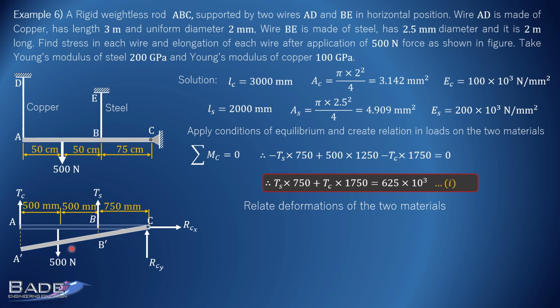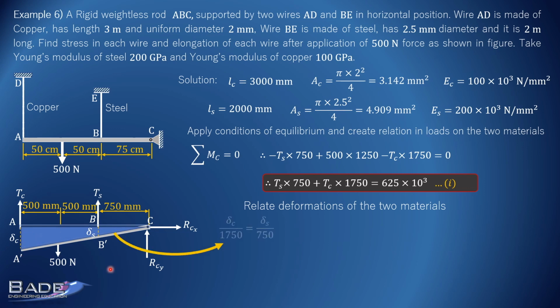So this is that rigid rod. It has rotated about point C. And point A, end A of rod ABC has moved here, A dash. So this is elongation of copper wire. Here point B has moved downward. So this is elongation of steel wire. So delta C, elongation of copper wire. Here it is delta S, elongation of steel wire. And now these deformations you are going to relate using geometry.